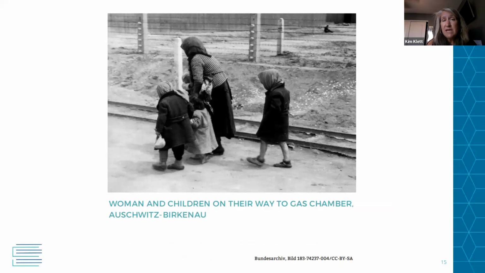This is probably the grandmother with her grandchildren. It's a very sad photograph. Her daughter, they might have gotten separated, but it also could be that her daughter maybe told her, hey, sign up for work, I'll take the kids. I'll take care of the kids. Again, not knowing where they're going.